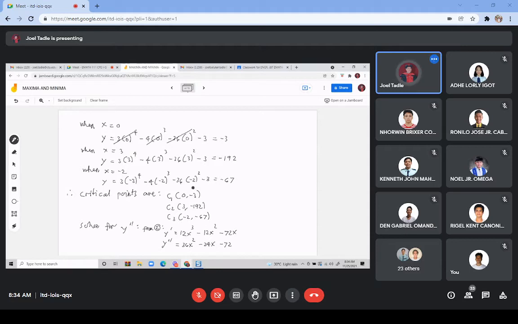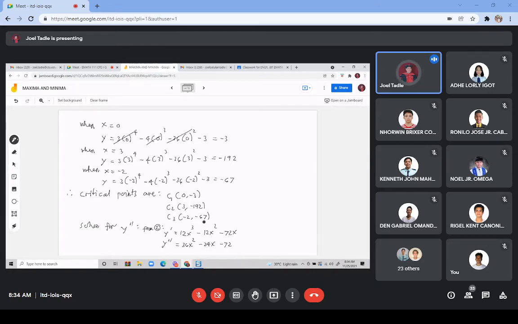So therefore, our critical points are: critical point number 1 at 0, negative 3. So muna siya critical point number 1. Critical point number 2 at 3, negative 192. Then critical point number 3 at negative 2, negative 67. So there are 3 critical points.